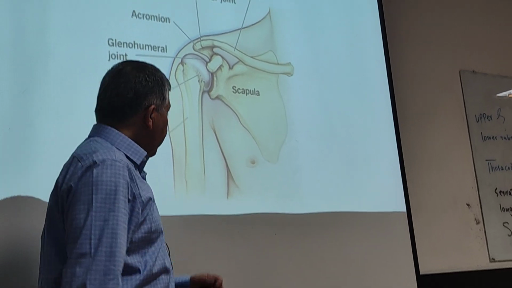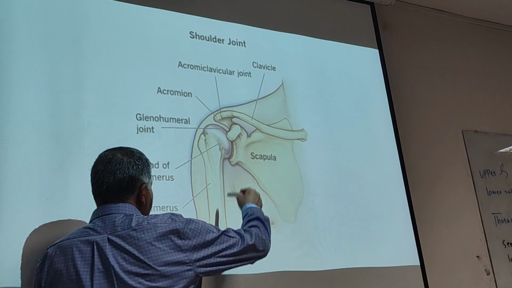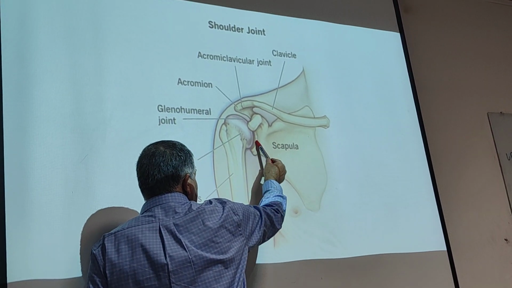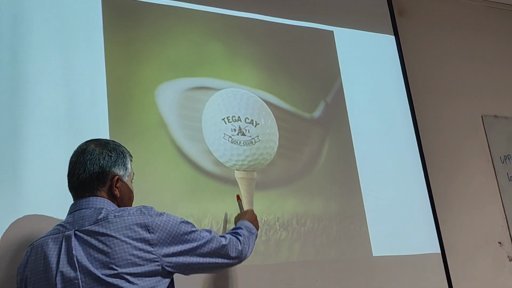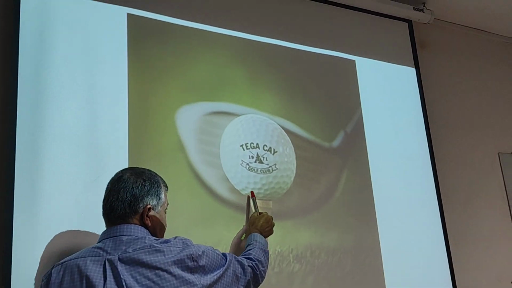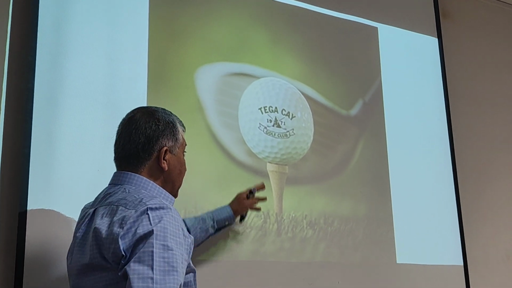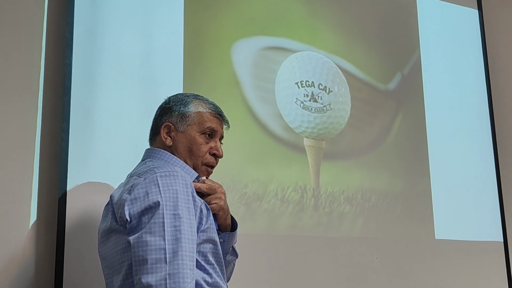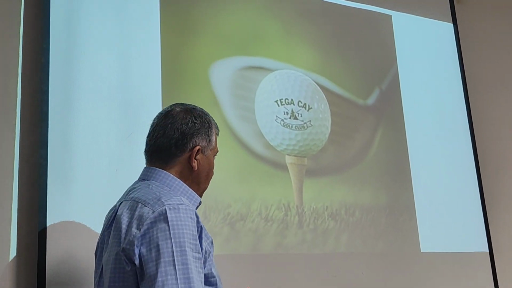Okay. In this figure, you can see the head of the humerus. The head of the humerus is very large, but the glenoid cavity is very small. To memorize, you can see this figure. This one is the glenoid cavity. This one is the head of the humerus. For this reason, injury of the shoulder joint, the glenohumeral joint, is common, because the head is large and the glenoid cavity is small.